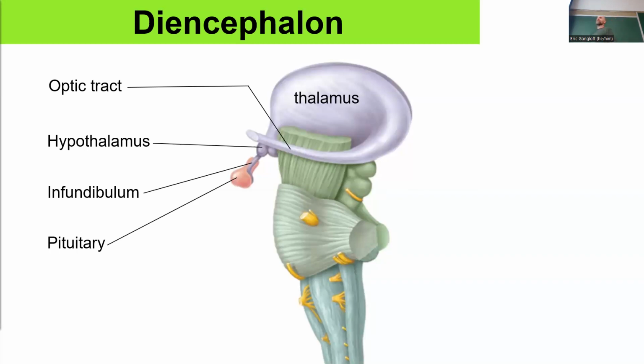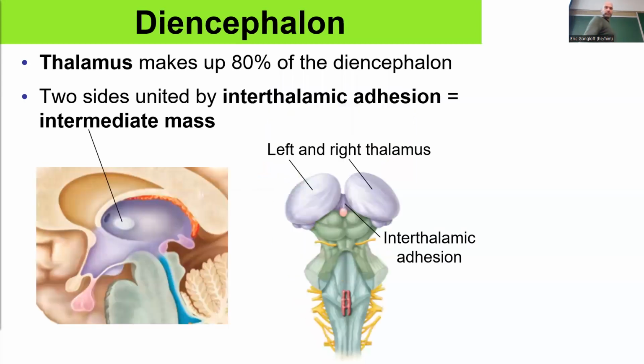Sphenoid bone, exactly. That central keystone bone between the cranium and the facial bones has that little saddle-like structure called the sella turcica. The pituitary sits right there.